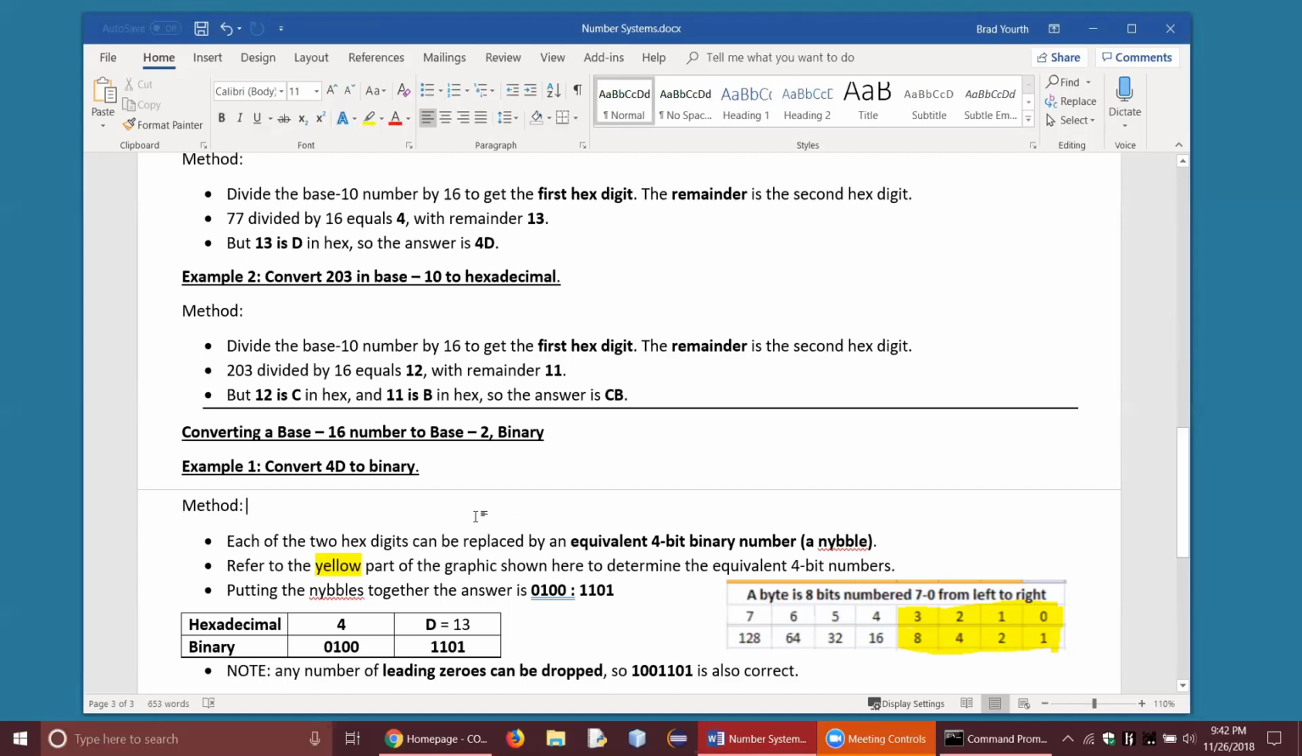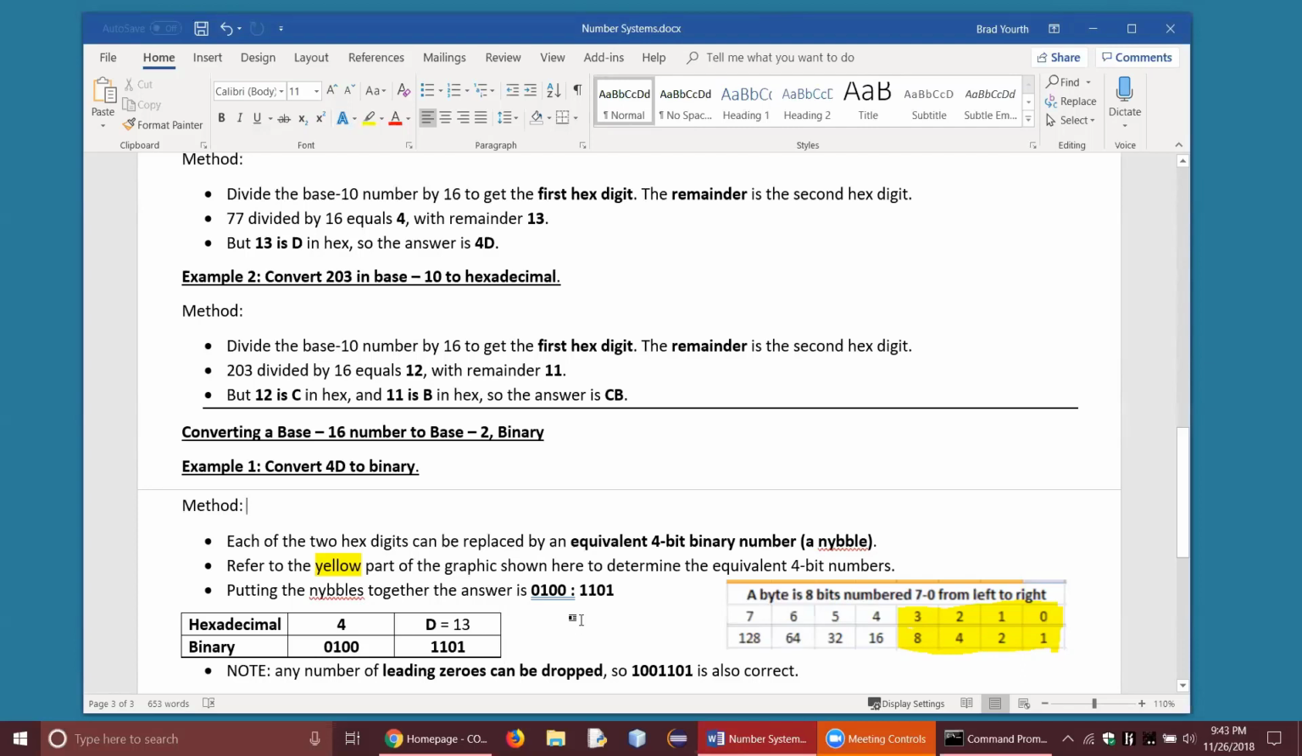Okay, so here's the principle. Each hex digit in the hex number that we want to convert to binary can be replaced by an equivalent 4-bit binary number. Now, when we want to do that, we only need to refer to the right end of the powers of 2 for binary. In other words, we only need to look at what you can see shown up in yellow here on the screen. These are all powers of 2, right? 2 to the third power is 8, 2 squared is 4, 2 to the first power is 2, 2 to the 0 is 1.